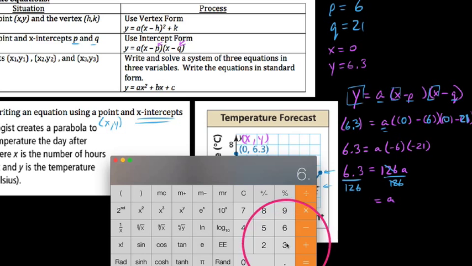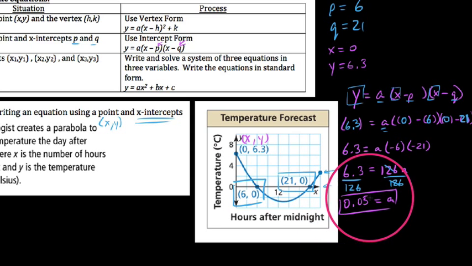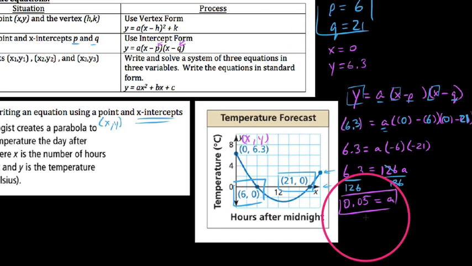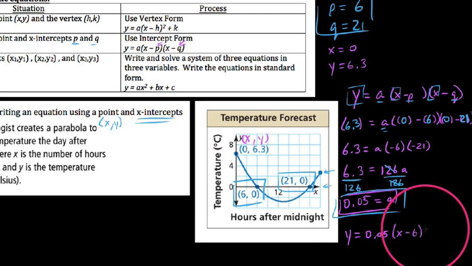We say 6.3 divided by 126. We get this rational value here, which is about a nickel. We say it's 0.05. So now here's the idea. Now that we know a, and we also know p and q, we could go back and write this equation in intercept form, where our a value is this number that we're putting out front, this coefficient. And x minus 6 and x minus 21 would fit in here also, because p and q are 6 and 21 respectively.